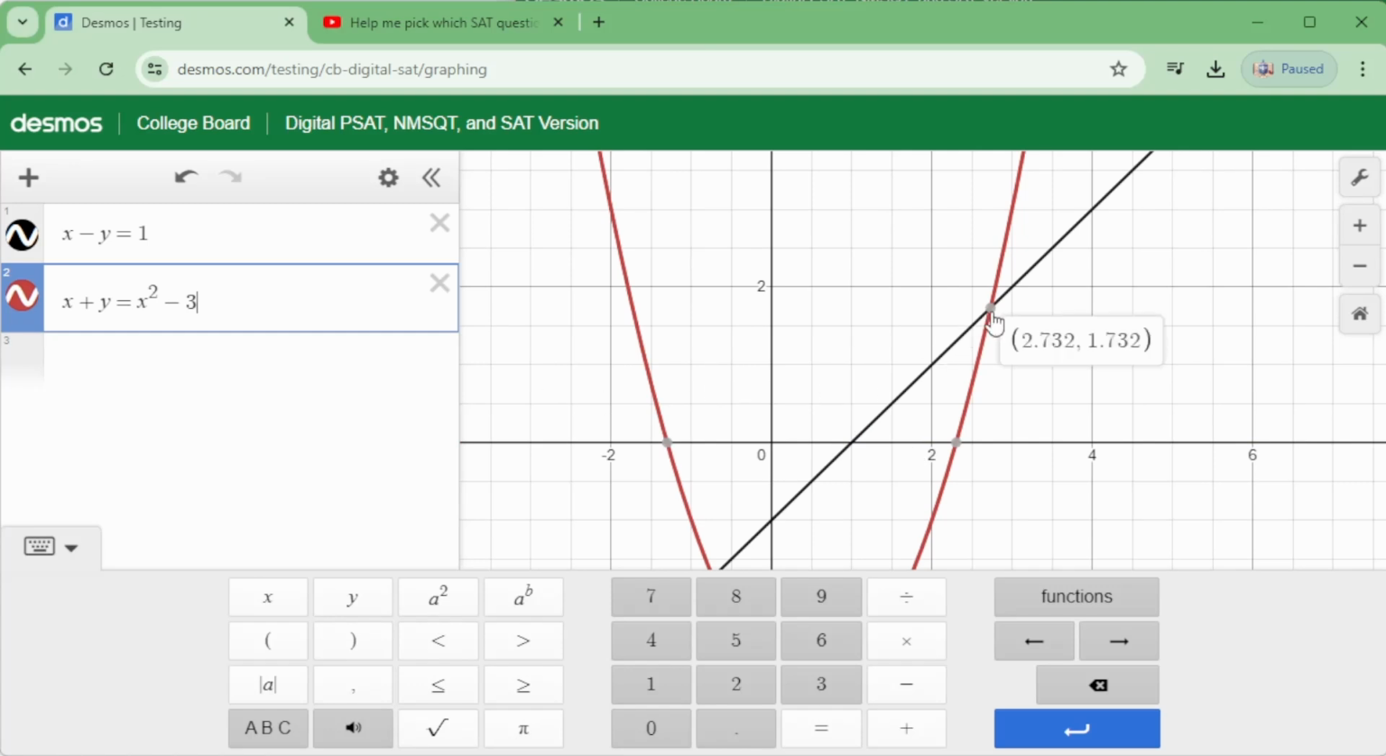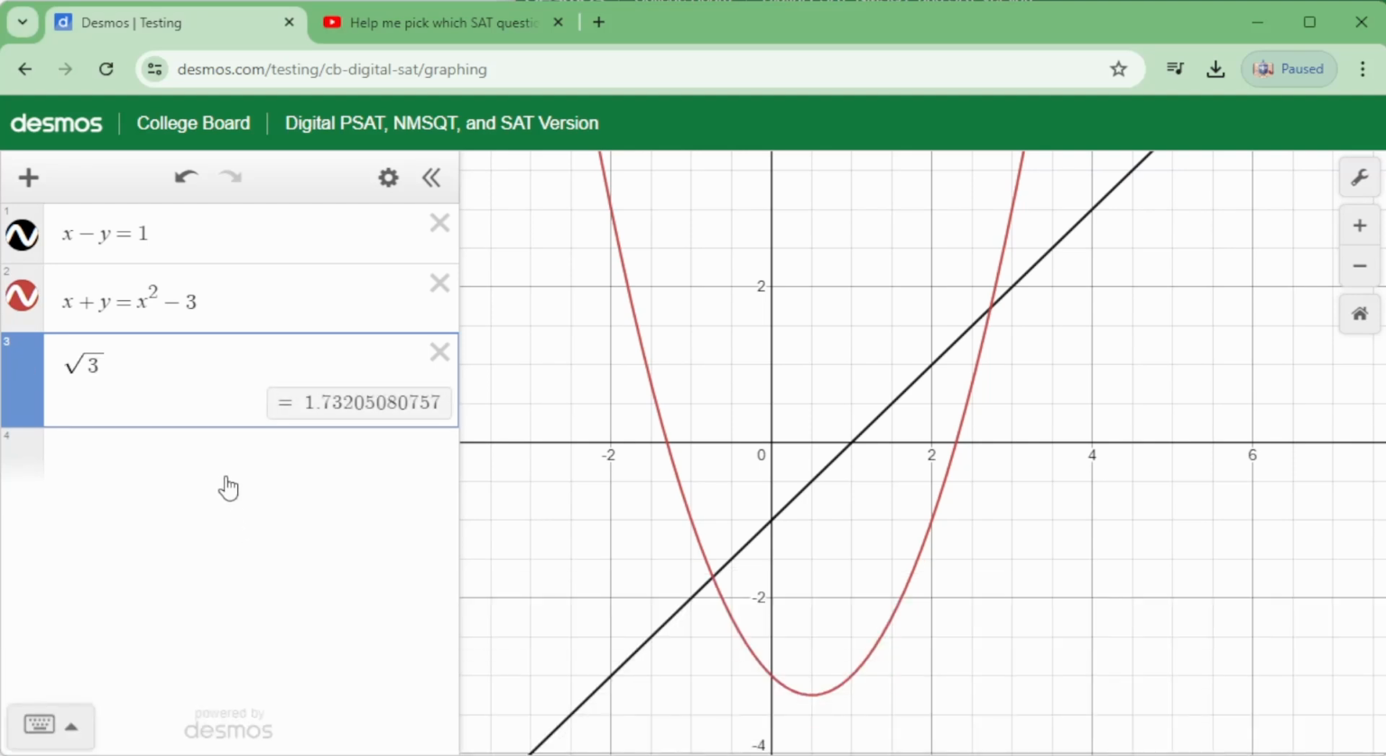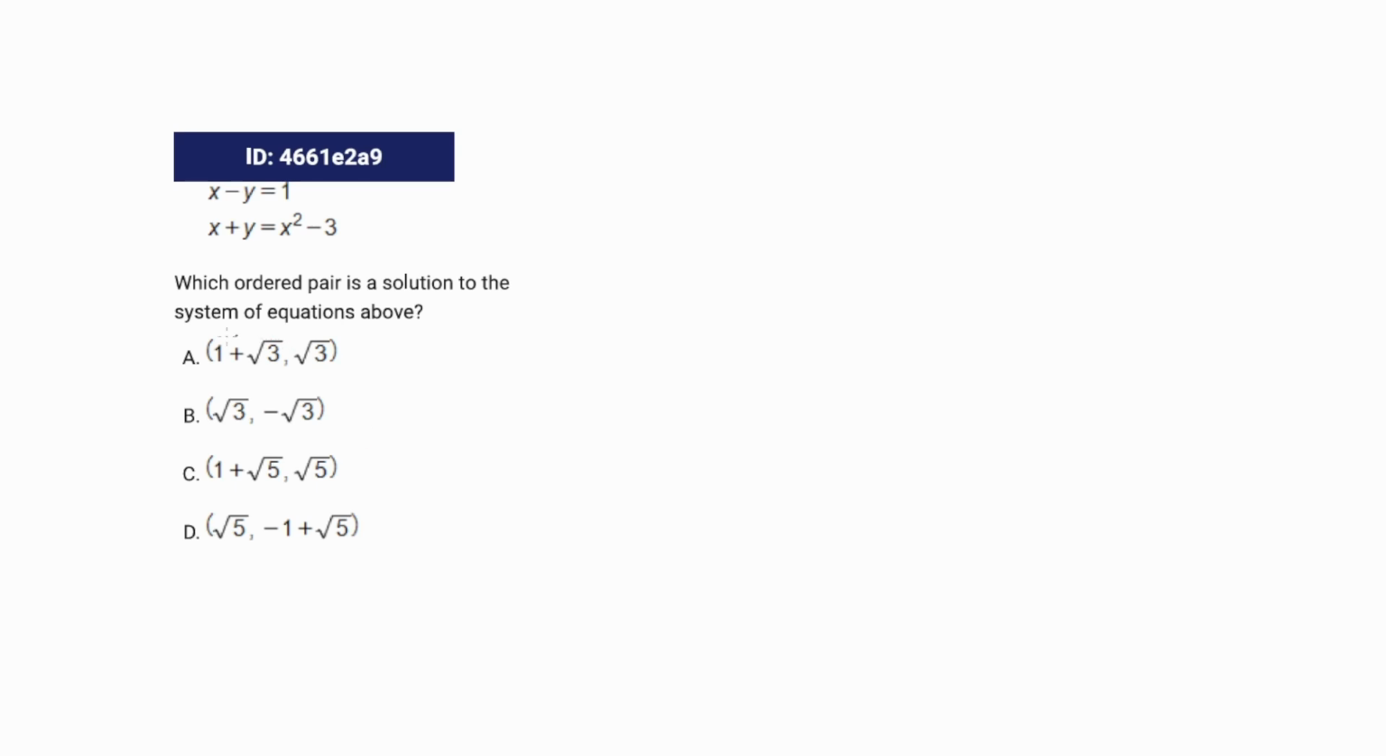I see this point of intersection here at 2.732, 1.732. I realize that the answer choices are presented as radicals and this is a decimal equivalent, and I need to figure out which answer choice is equivalent to these numbers. I find the value of the square root of 3 and also the value of the square root of 5. And then when I see that only choice A has a y value that is the square root of 3, equal to positive 1.732, I know that only A can be correct.